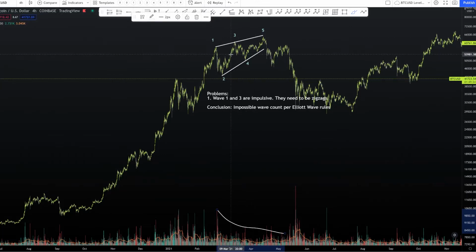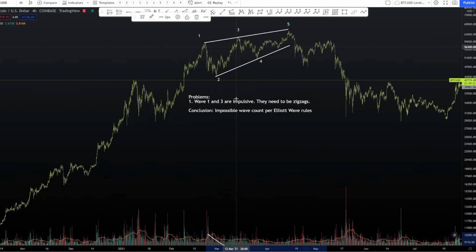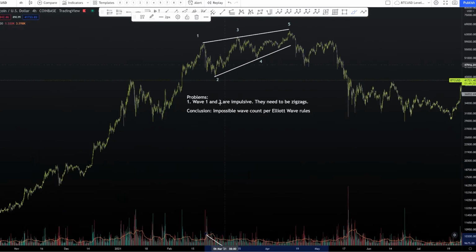However, it's not valid because in an ending diagonal, you want to see all the waves, so 1, 2, 3, 4, and 5, they all have to make zigzags. And in this case, wave 1 and wave 3 actually make better impulses. You know, you could always argue an impulse is a zigzag. However, in this case, this wave 1 looks very impulsive. I would not consider this a zigzag in any situation.